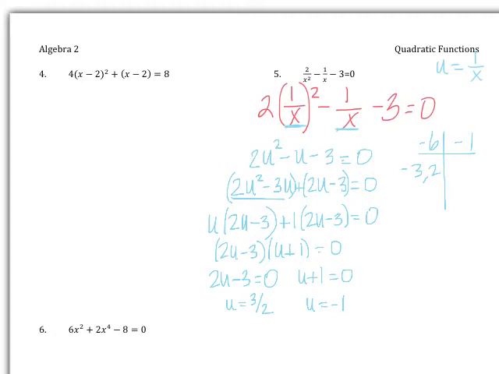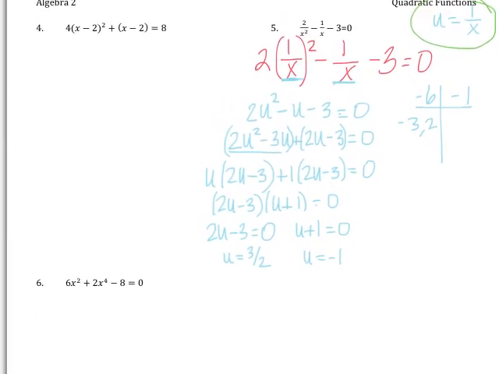Well, remember that this problem isn't asking you what u is, it's asking you what x is. So you do have to go back to what you originally let u be. You let u equal 1 divided by x. So that means that I'm going to replace u with 1 divided by x.